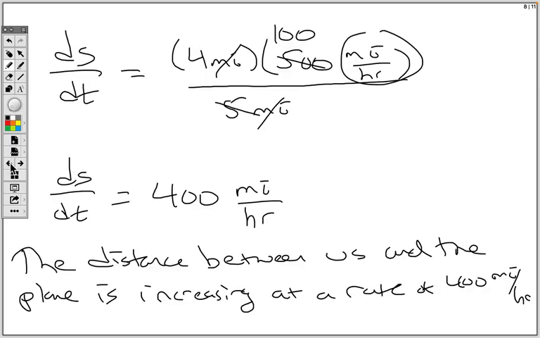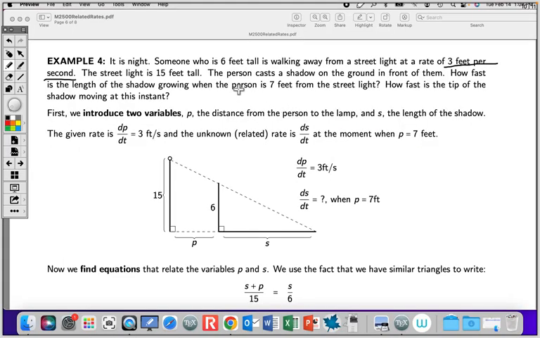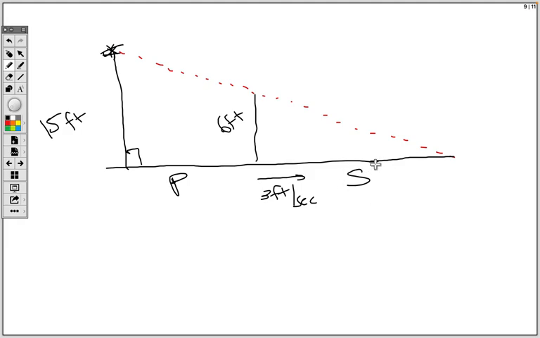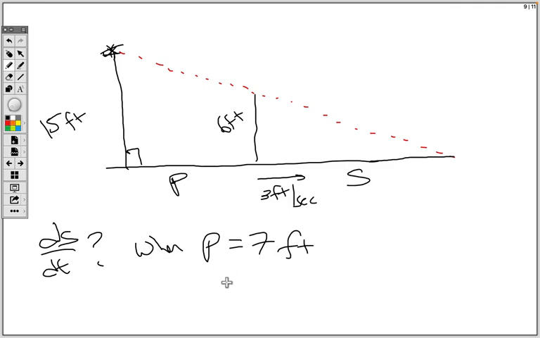So the question is, how fast is the length of the shadow growing when the person is 7 feet from the street light? Okay, so how fast is the length of the shadow growing? So S represents the length of the shadow. So how fast that's growing is dS/dt. So they're looking for dS/dt when the person is 7 feet from the street lamp. So that's when P is 7 feet. So that's the instant that they're interested in. Now the 3 feet per second is how fast the person is walking. So that's going to be our rate of change dP/dt.